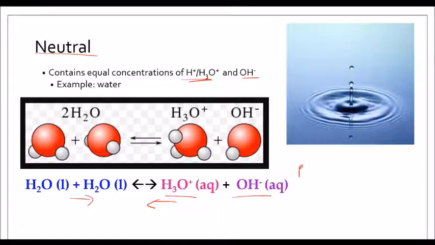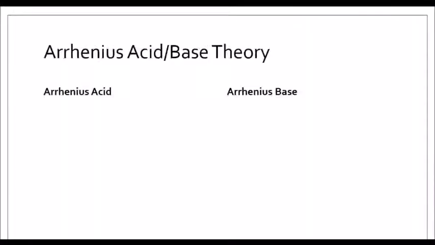And that's why this is going to be a pH of 7. Pure water is a pH of 7. And both the hydroxide and the hydronium concentrations at a pH of 7 equal 1 × 10⁻⁷ molar. So their concentrations are equal. Okay?